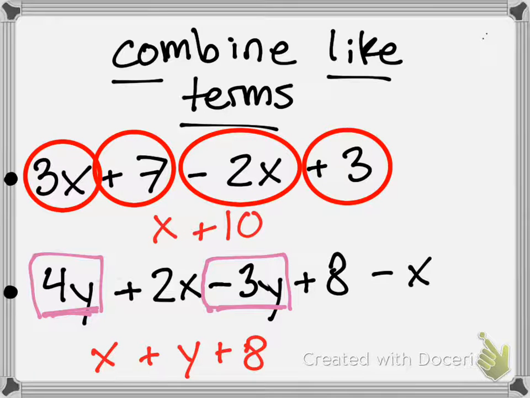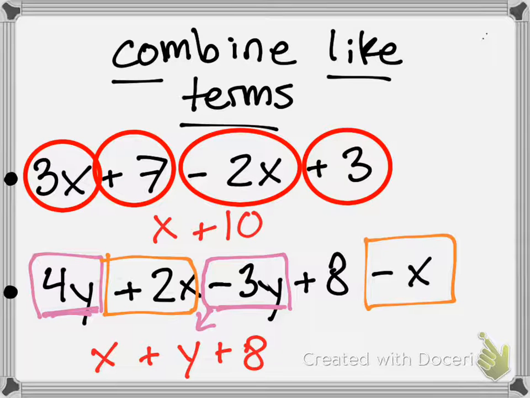So 4 minus 3 is 1. Let's look at my x's. I've got a positive 2x and a negative x. When I do that, that gives me simply x. And then can I combine this 8 with anything? No. There's no other term, so I just get 8. Make sure you always have to include the operation happening before the term.